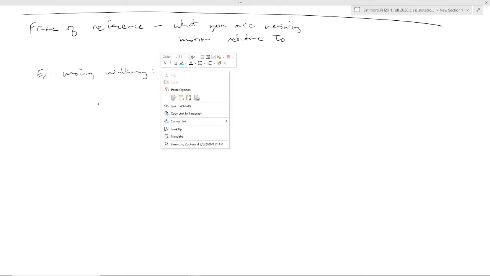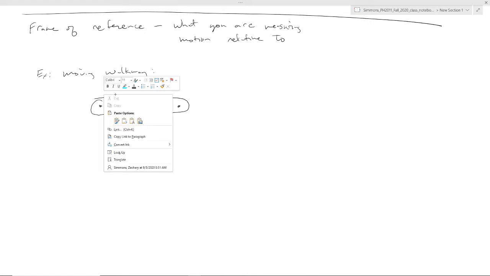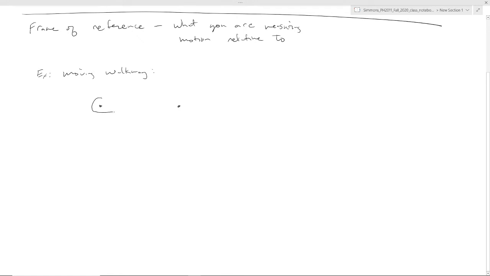So imagine, I'll try and draw a cartoon of this. You have a moving walkway. I'll depict it like a belt. I'll try and draw this as neatly as I can. We can think of a person on the belt. Now, if this moving walkway is moving, that person is going to be moving down the belt.